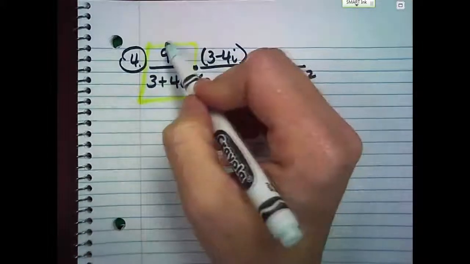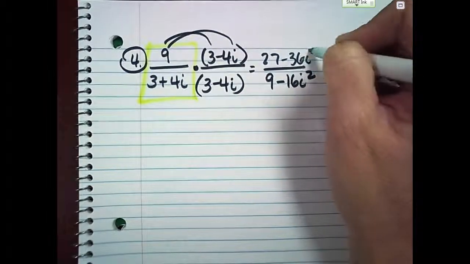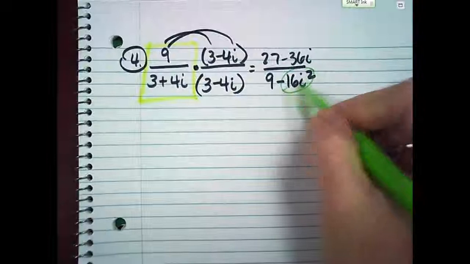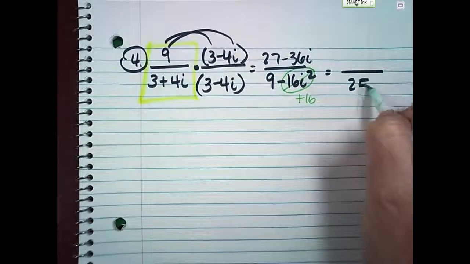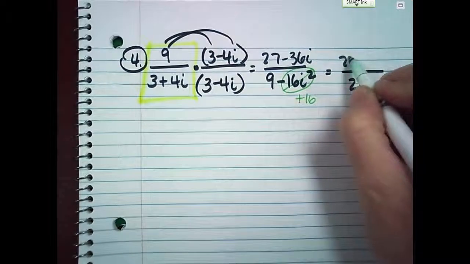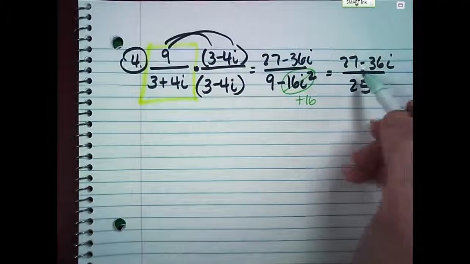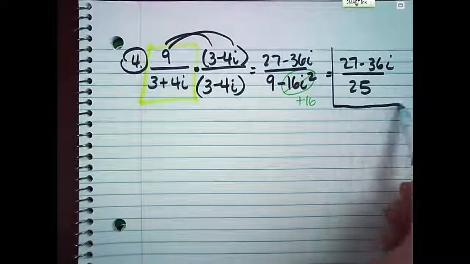In the top, 9 times 3 is 27, and 9 and 4 make negative 36i. This becomes positive 16. 9 and 16 make 25. And then 27 minus 36i. 27 and 36 are divisible by 3, but 25 is not. It's 2 plus 5 is 7.